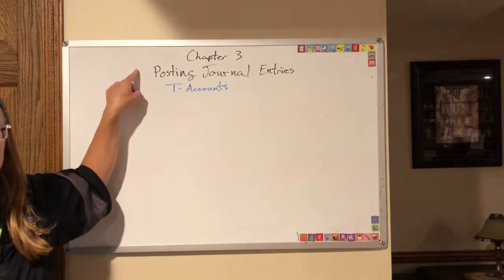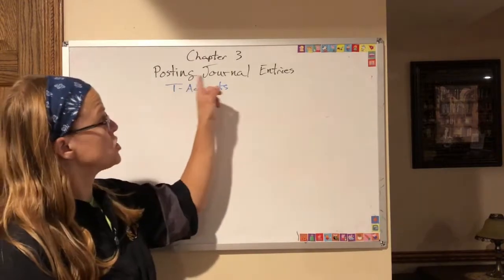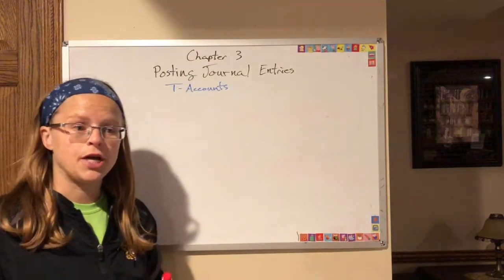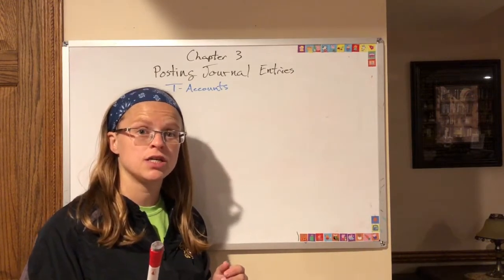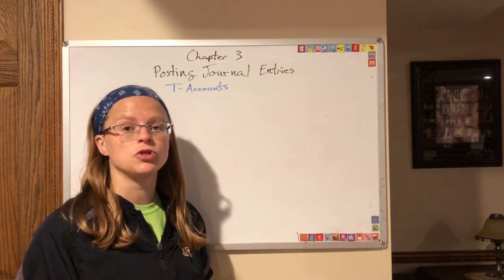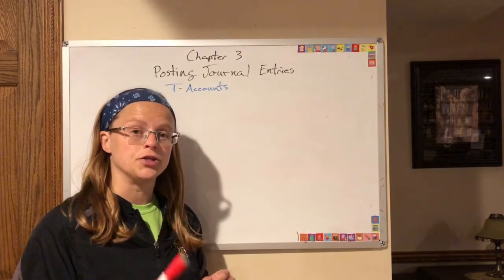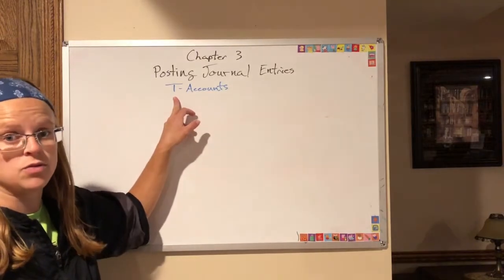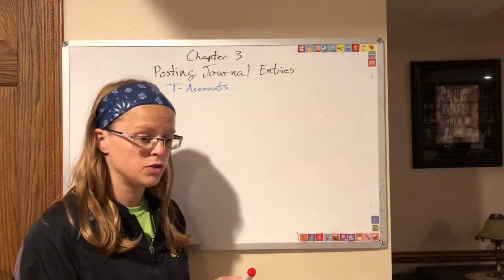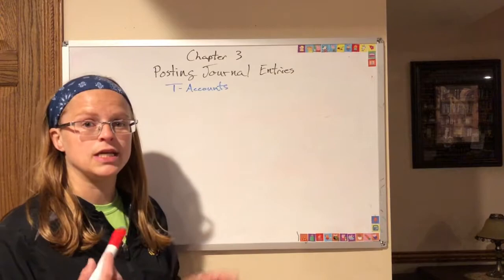All right, so the next step of the accounting cycle is posting journal entries. In chapter 3, we started off with recording journal entries. Now we're going to be posting those journal entries to the ledger. What we're going to be discussing is T accounts. Each account has something called a T account.